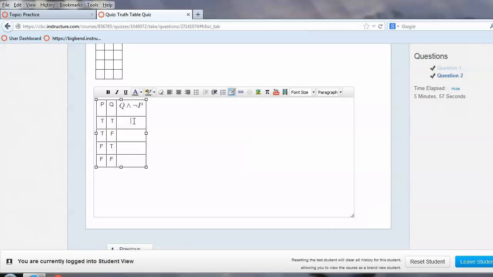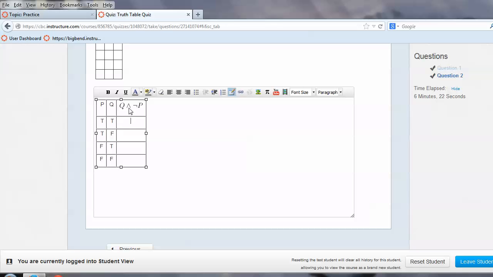Because just like on the last quiz question, you're going to want just one truth value in each of these boxes. So don't give me the truth value of Q, the truth value of P, the truth value of not P, and then finally the truth value of the whole thing. Just give me one truth value in each box, just the final answer. You don't have to show your work, right? Okay, so let's think about this top row.